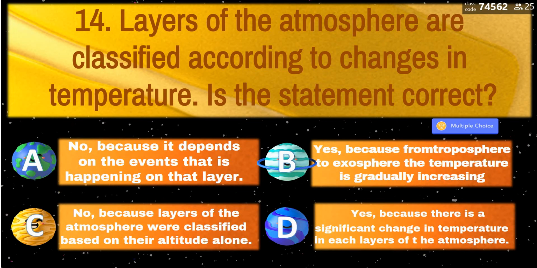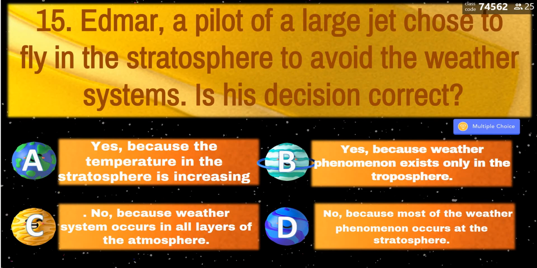You're correct. It's letter D. Yes, because there is a significant change in temperature in each layers of the atmosphere. So let's have the last question for our review. Edmar, a pilot of a large jet, chose to fly in the Troposphere to avoid the weather system. Is his decision correct? A.